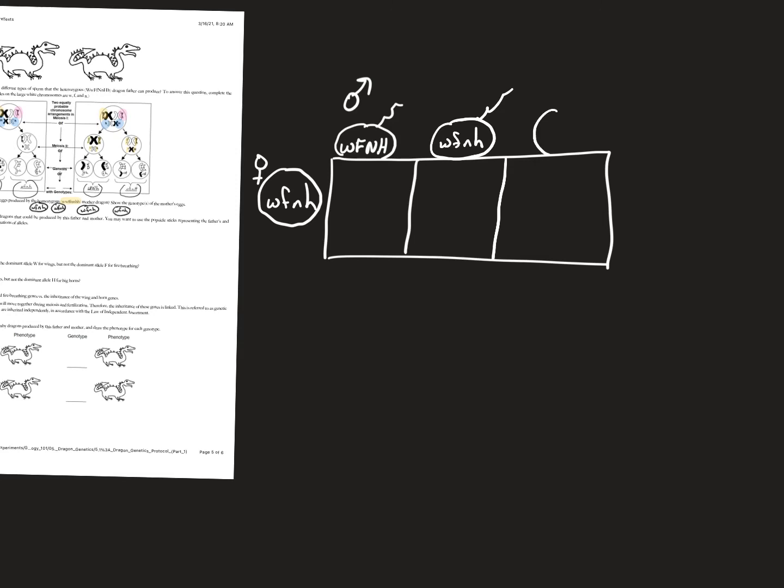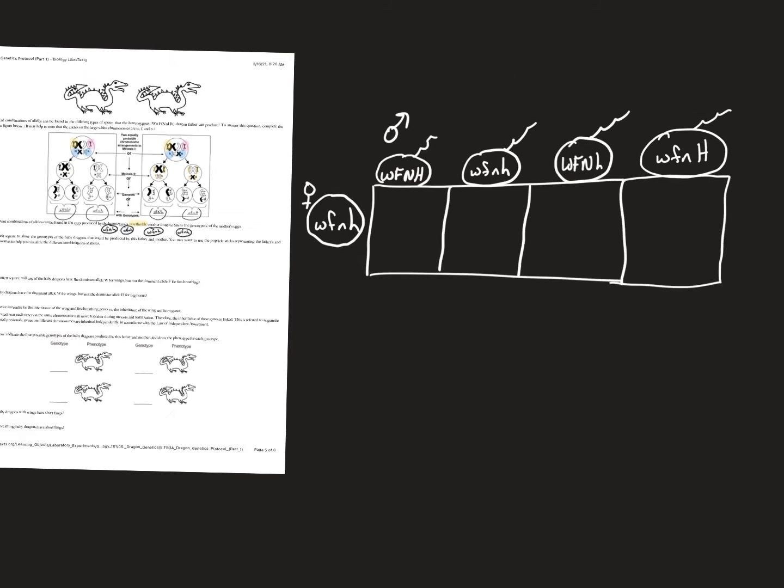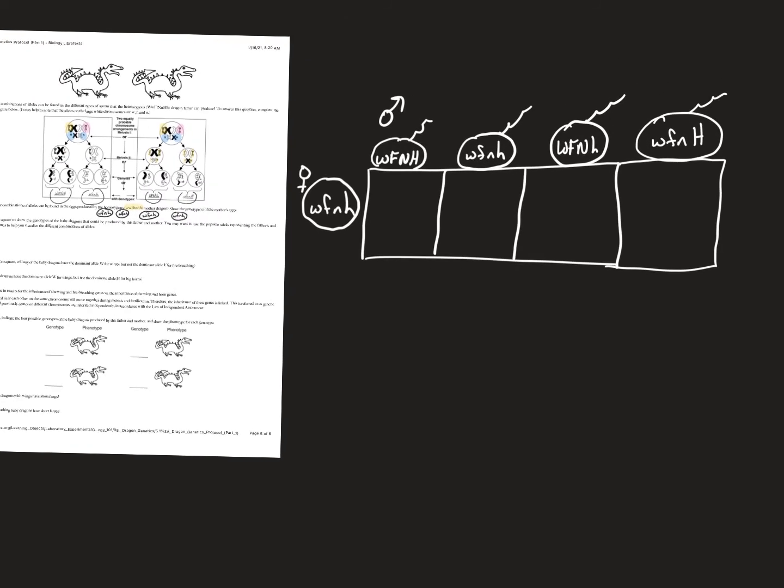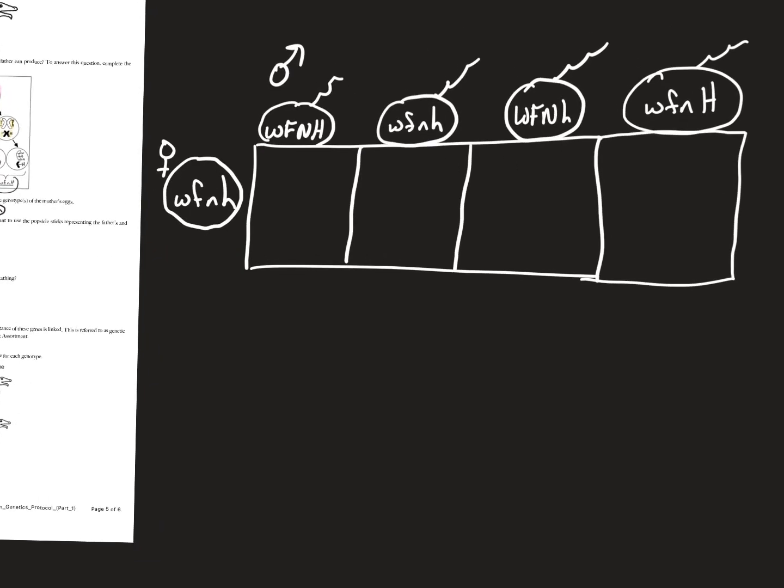Or he could make a sperm that has big W, big F, big N, little h. Or he can make little w, little f, little n, big H. So now, when you combine these two, you can get, and you know what, I'm going to color code these.